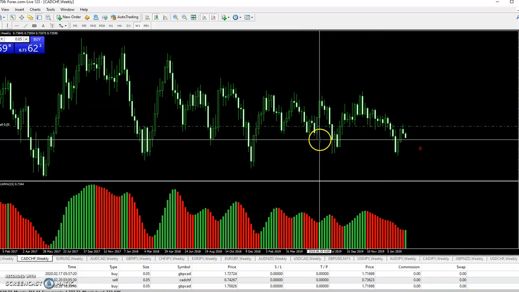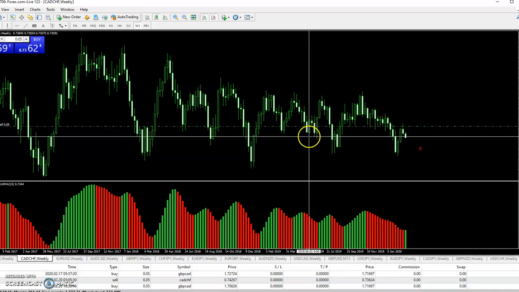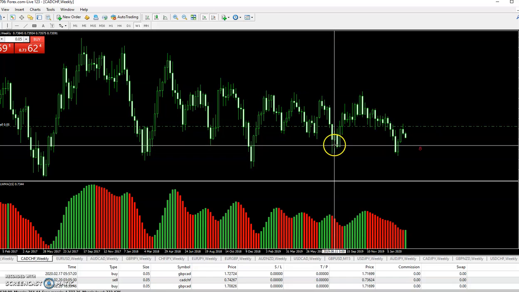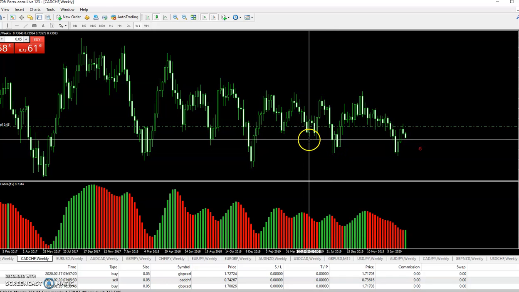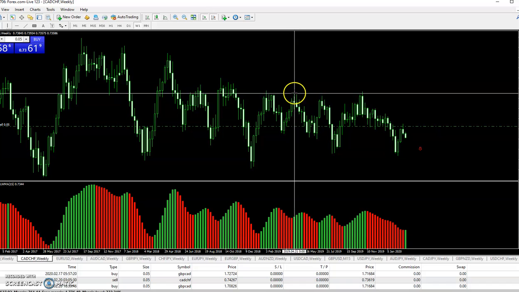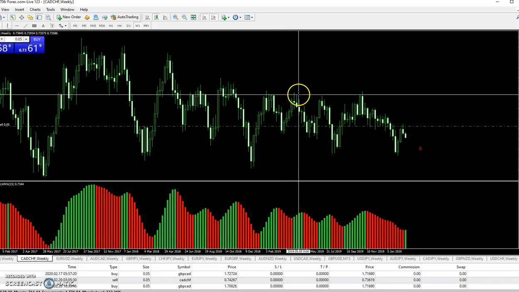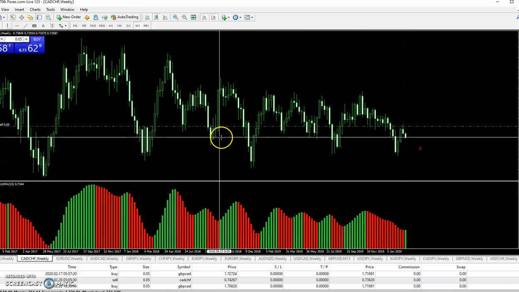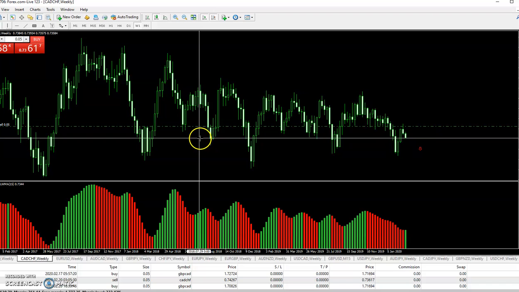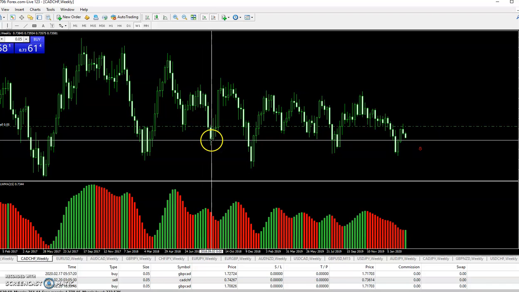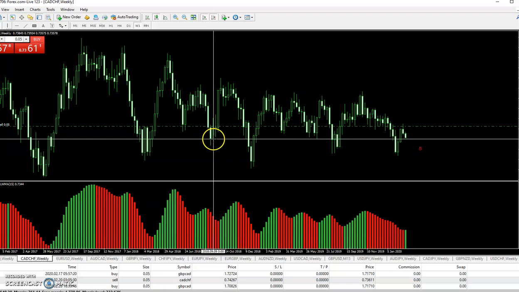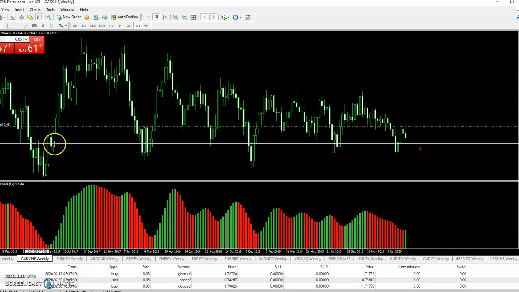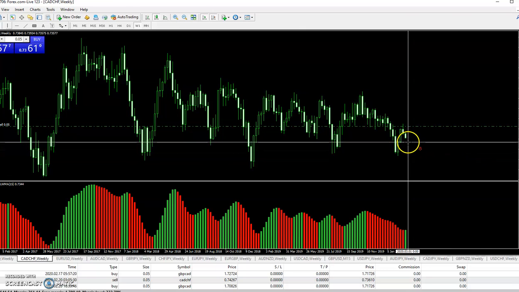As you can see, there's support here. These wicks are very important. In my opinion, they're more important than the body, because they show where price got rejected. On the upside, price got rejected here, got rejected here. On the bottom here, got rejected, got rejected. So the price currently is right here. So this could be a rejection point as well. Let's see where this wick is at. It might pull back to here, so I might let this run.